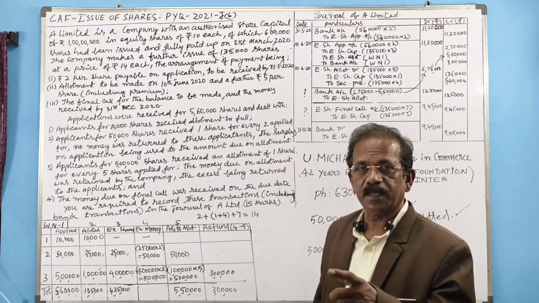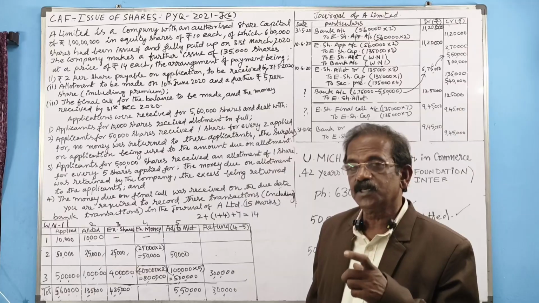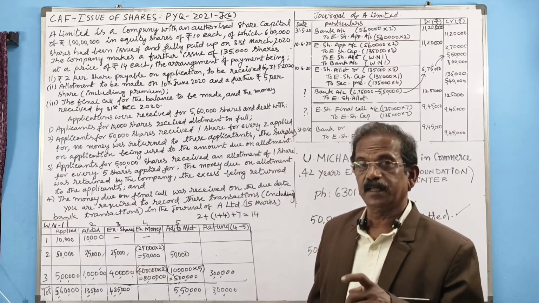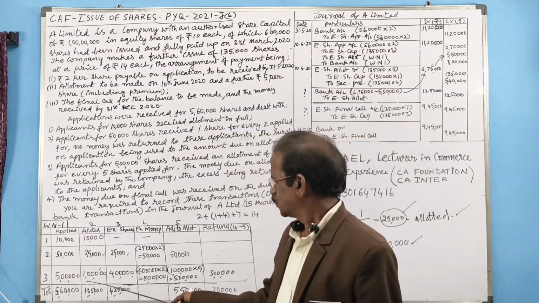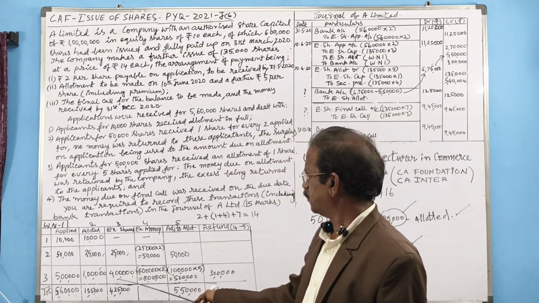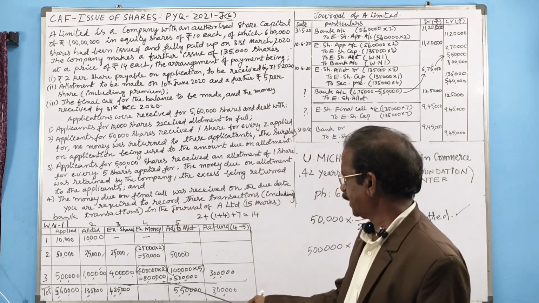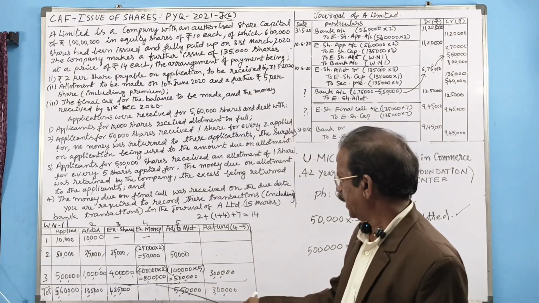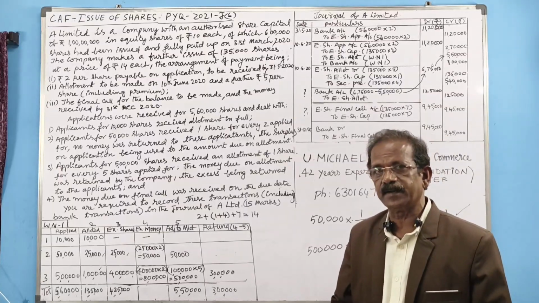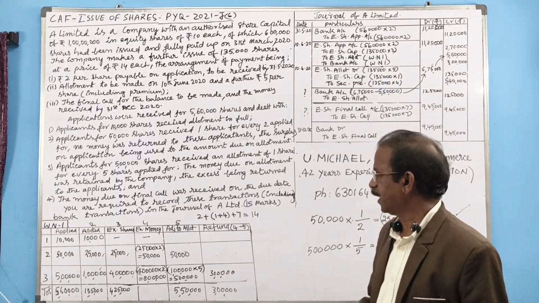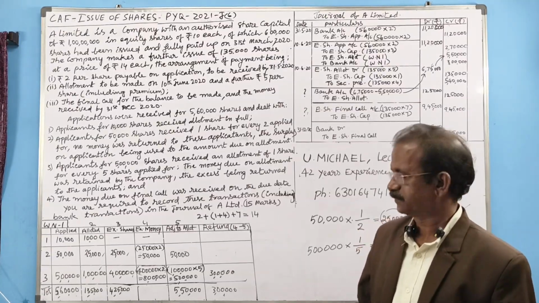Out of that excess money, the company can retain the amount which is due on allotment, and the remaining amount the company has to refund. That is the meaning. So on the excess number of shares, that is 4 lakh shares into 2 rupees equals 8 lakhs. Out of these 8 lakhs, how much amount is to be kept by the company with it?